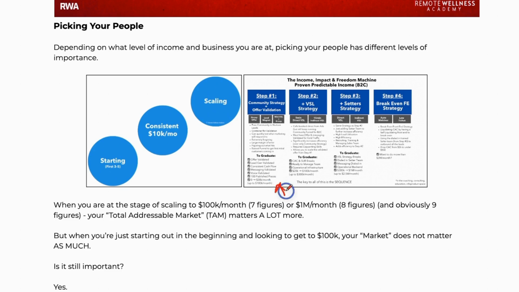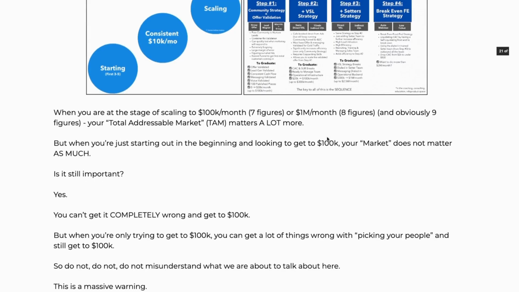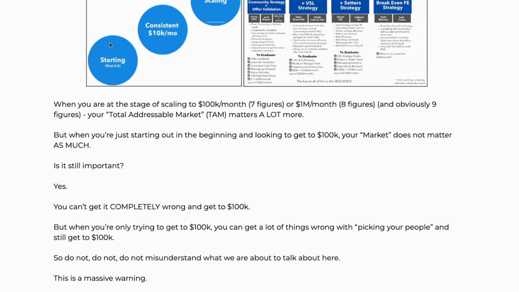So if you're at under $20,000 a month, if you're at $100,000 a month, if you're at $1 million a month, if you're at $2 million a month, picking your niche and picking your market is going to have different importance levels. Okay. So obviously once you get to the 7-figure level, the 8-figure level, the 9-figure level, you're really trying to scale this, right? That's when we talk about total addressable market. This is a little bit more of an advanced term, but total addressable market, TAM, matters significantly more when we talk about 7, 8, 9 figures.